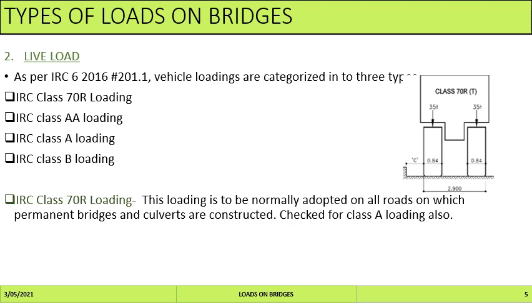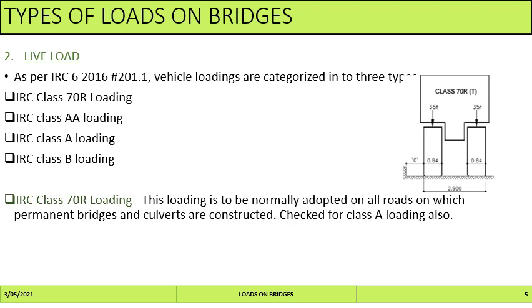As per IRC 6 2016, vehicle loadings can be categorized into mainly 4 types: IRC Class 70R loading, Class AA loading, Class A loading and Class B loading. First one is Class 70R loading. This is normally adopted for all roads on which permanent bridges and culverts are constructed.